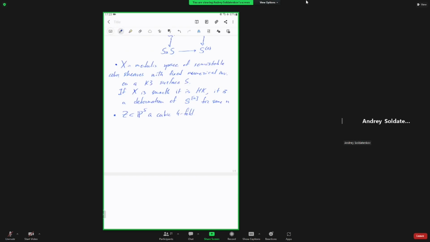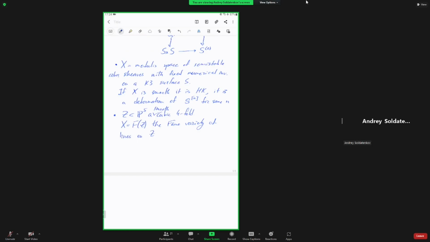A cubic fourfold contains lines, so you can easily check that there are lines on a smooth one. So let me write a smooth cubic fourfold. There are lines on any cubic fourfold, I guess, but I want only smooth. And the variety of lines is called the Fano variety. So X, the Fano variety of lines on Z.